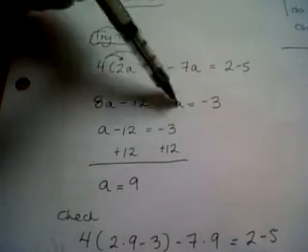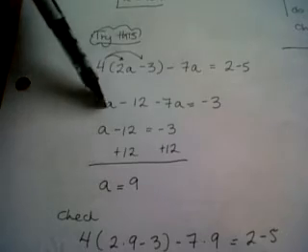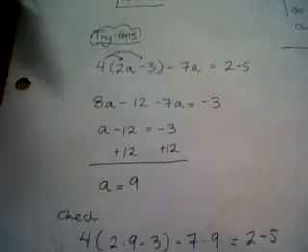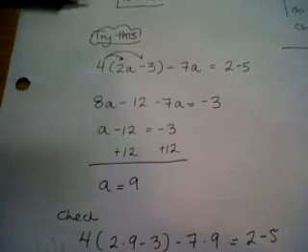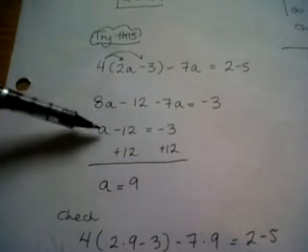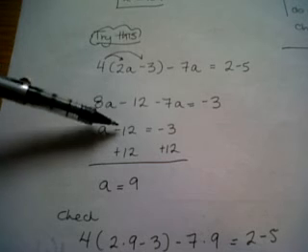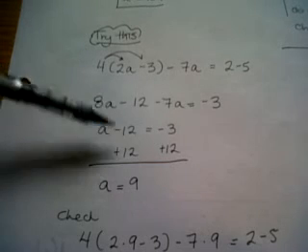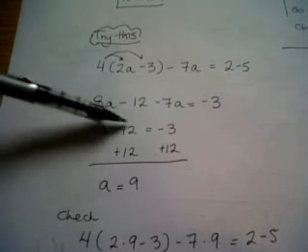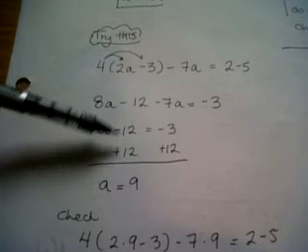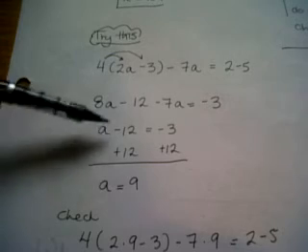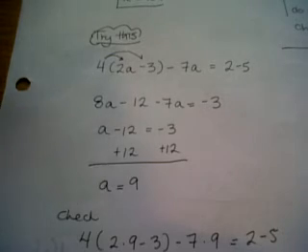Now I can combine like terms on the left-hand side, so I have 8a minus 7a, that gives me 1a. Minus 12 equals a negative 3. Now my goal is to get the variable by itself, so I notice that a negative 12 is being subtracted here, so the opposite is adding 12. So if I go negative 12 plus 12, those are going to cancel out, and I'll be left with an a on the left-hand side.